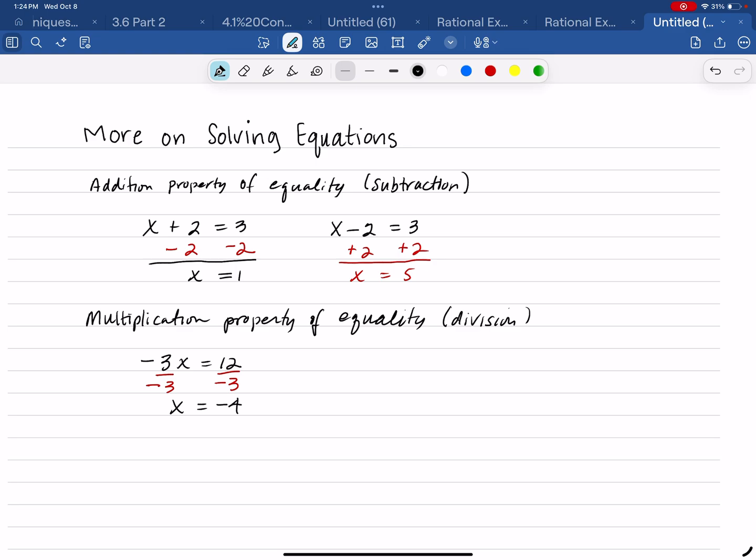And if we have division, so let's say I have x over 7 equals negative 21. I'm dividing by 7, so I can multiply by 7. But remember, the property of equality says you have to do both sides. You will change the value of the equation if you don't do both sides.